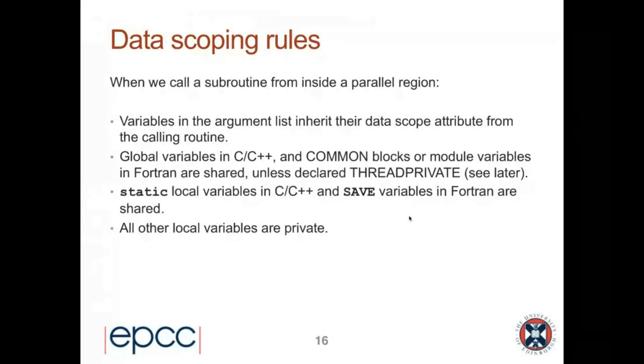The next rule is about static and save. Local variables inside the routine, if they have the static keyword in C and C++, or if they have the save attribute in Fortran, are shared. But all other local variables declared inside the routine are private to the thread.